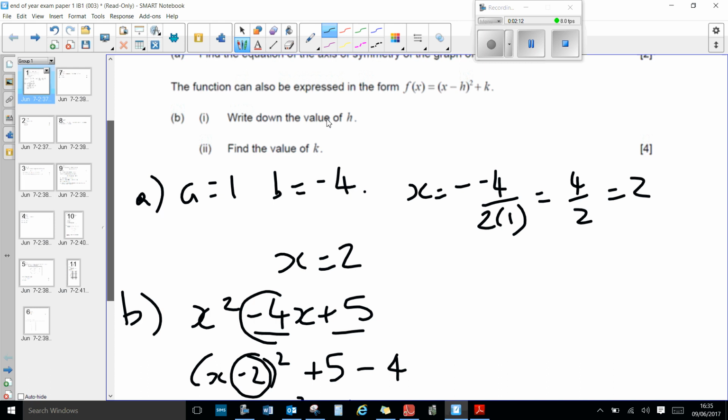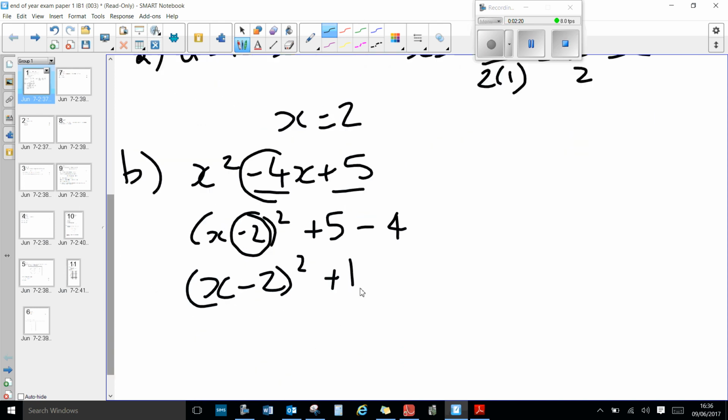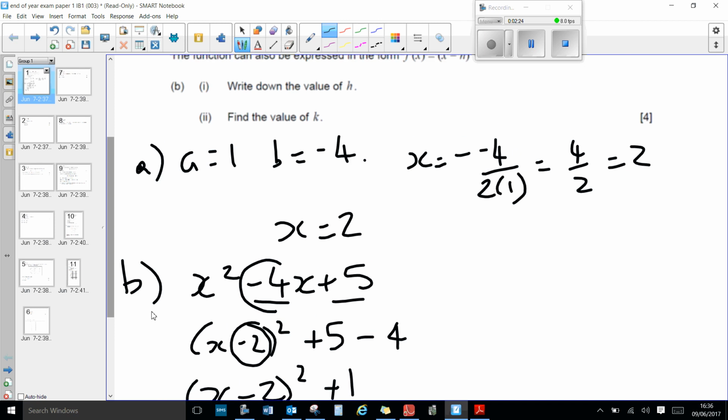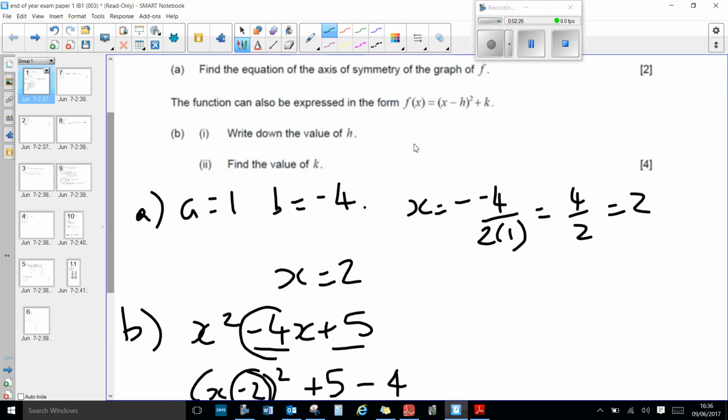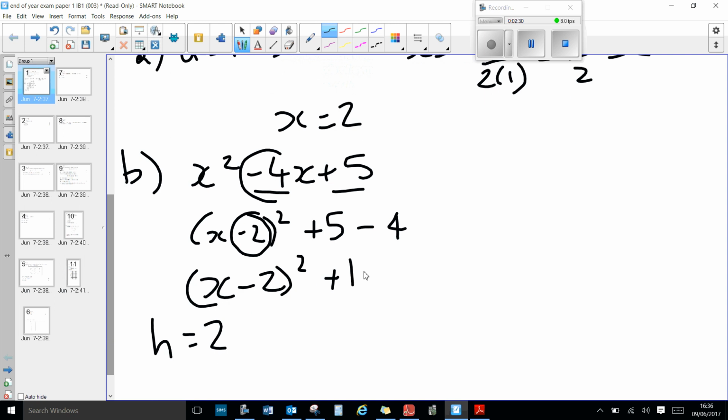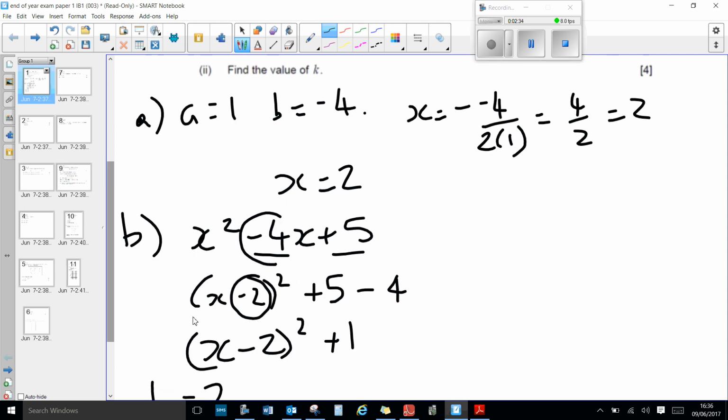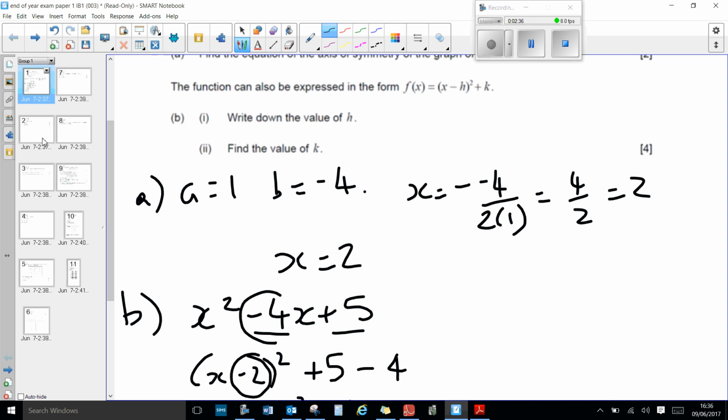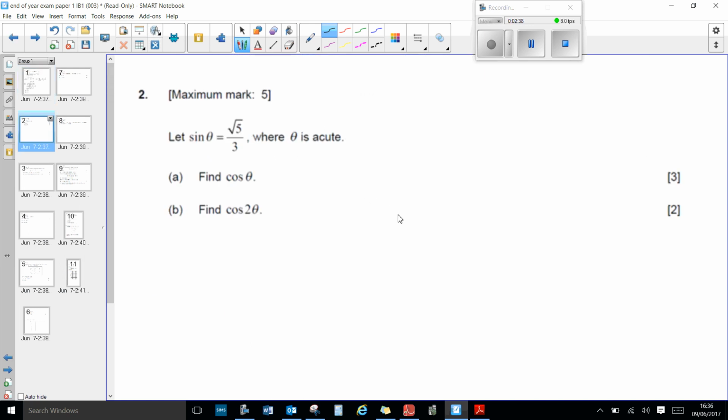So they've asked to find the value of h. Well, notice here that we've already got x minus h. So we've got x minus 2. So the value of h is just 2. And the other question says find the value of k. As you can see, k is the number stuck on the end here, which in our case is 1. So k is 1. First question done. Next one, let's find theta equals root 5 over 3, where theta is acute.